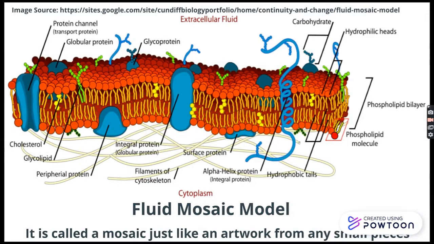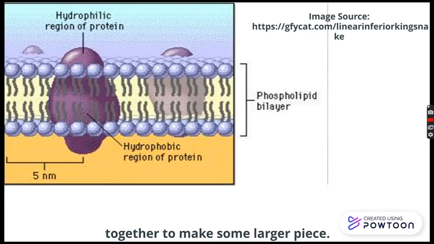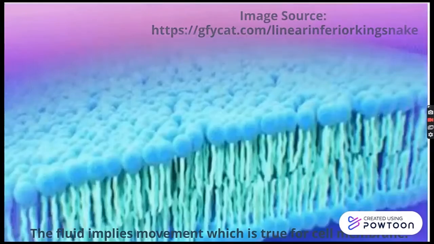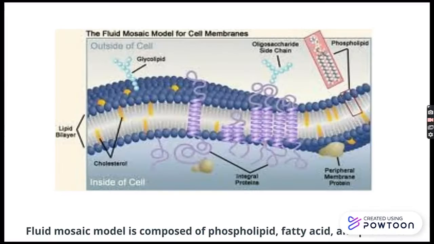It is called a mosaic just like an artwork made from many small pieces put together to make a larger piece. The fluid implies movement, which is true for the cell membrane. The fluid mosaic model is composed of phospholipids, fatty acids, and proteins.